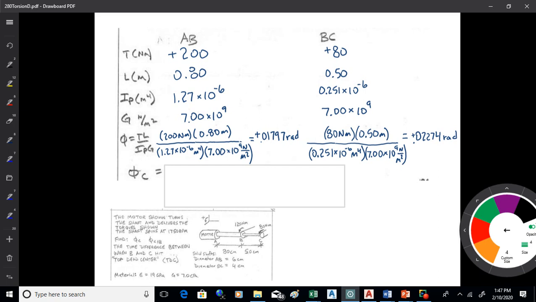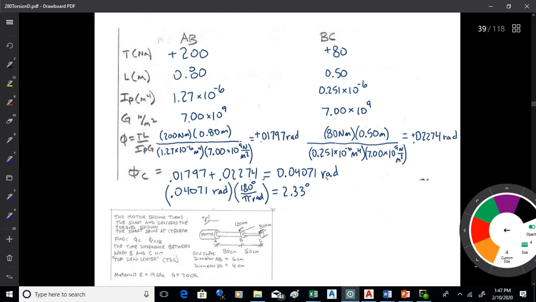So what I have there is the twist from A to B is 0.01797, and the twist from B to C is 0.02274. So the total twist from where the motor is out to the end of the shaft at C is just the sum of the two, 0.04071 radians. Converting that into degrees, I got 2.33 degrees.